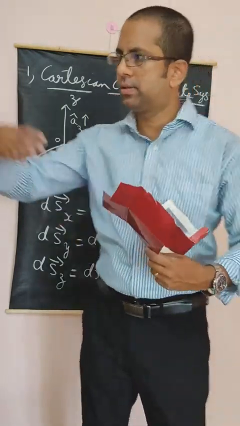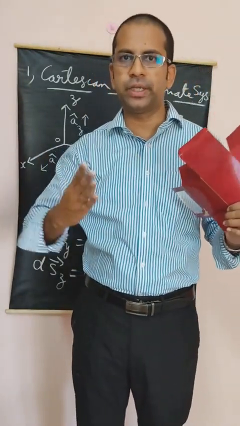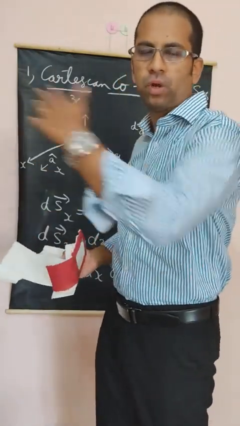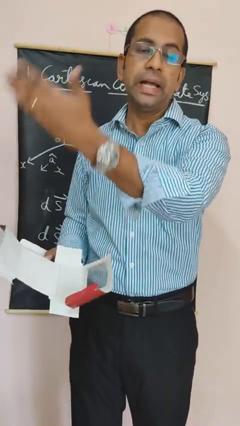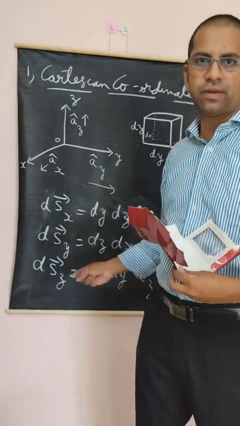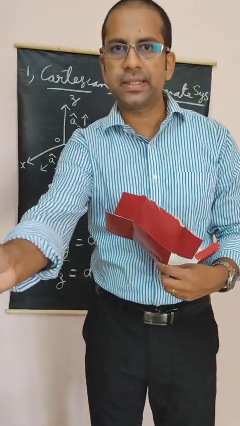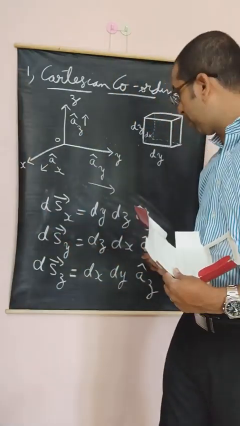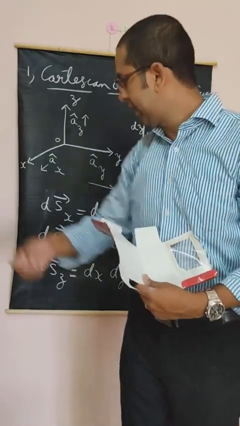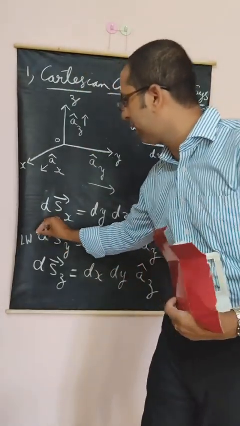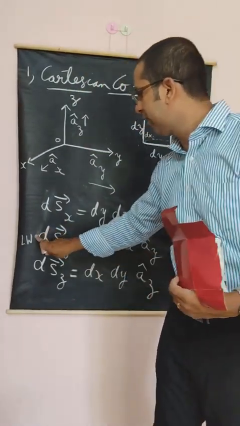One is the side wall: as I am the person who is teaching you, my right side wall, or if you are sitting, your left side wall, as you view the video. That wall is one of these three. Which one exactly? It is dx into dz, dx into dz into base vector y. This is your left wall.